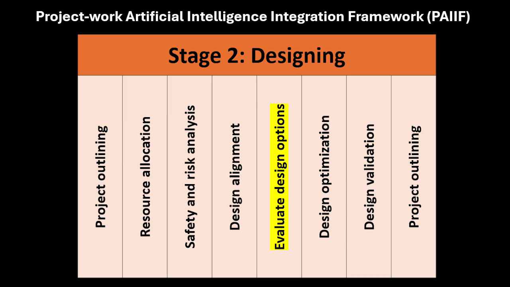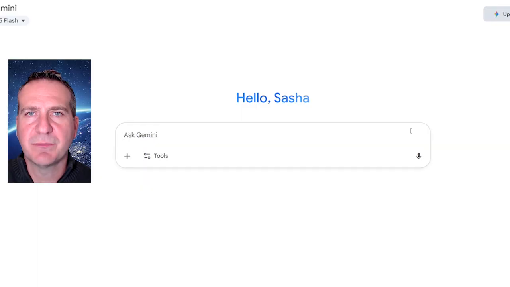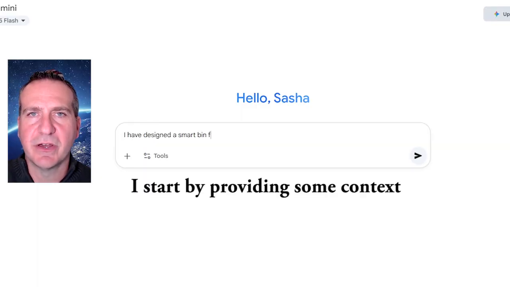This video explores how we use AI to evaluate design options, which is a part of the designing stage of the project work artificial intelligence integration framework. Like all my other videos, I always start by saying you always must apply co-intelligence. We can always start the process by using AI to help us understand any concepts that we might not be sure about. My first approach is to learn about my options.